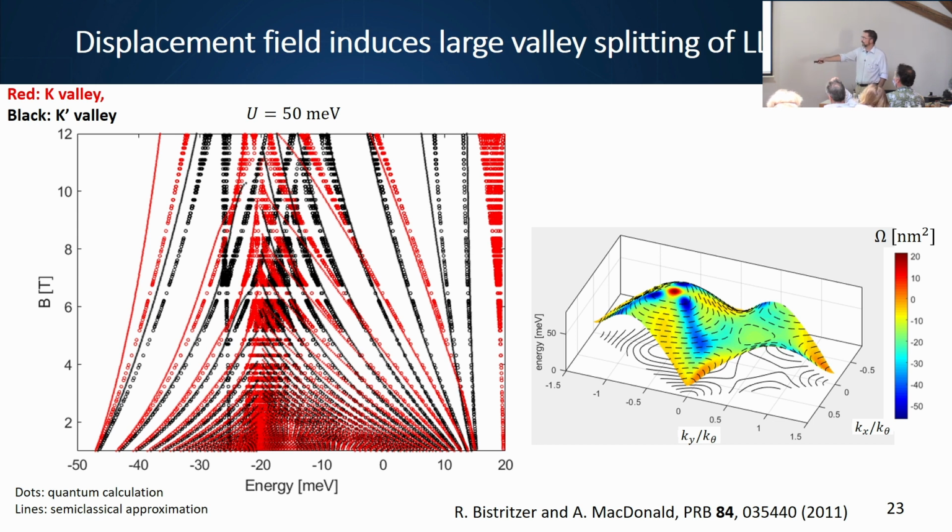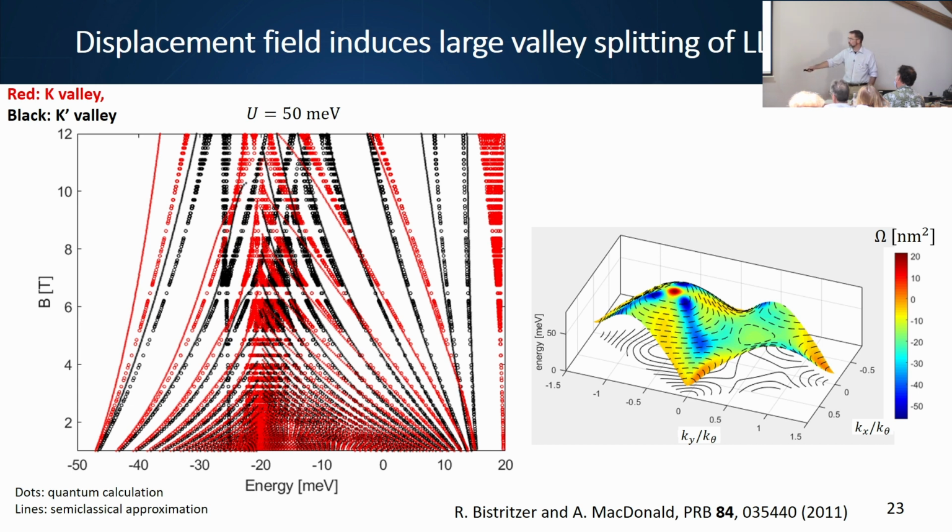Here's the magnetic field along this axis, increasing it. Here's the energy, and I'm plotting what the Landau level energies are. There are two colors: red for the K valley and black for the K prime valley. You see that these two valley energy levels are splitting, and that's due to the orbital magnetization.